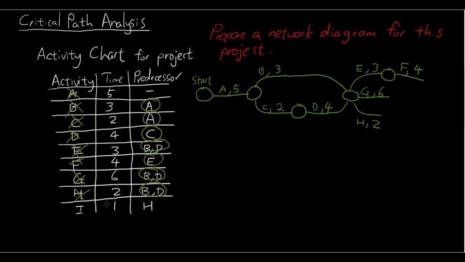And we also have activity I requiring H. So when H is done, we continue with I, takes 1 minute. And then there is nothing else after these activities. So we arrive at a finishing point. And this is our finish. So here is our network diagram.